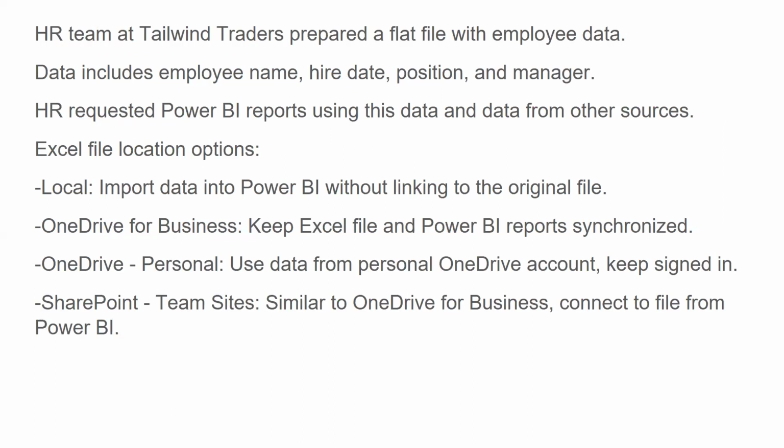So we can come up with something like what I've done there with a test file. You can develop your own Excel worksheet or use the one that is given. So it's time that HR requested Power BI reports using this data and data from other sources. That is Excel file locations, local, that is import data into Power BI without linking the original file. Then OneDrive for Business, that is keep Excel files in Power BI reports synchronized. We also have OneDrive, that's the one that we use even at Coforge, even at MTN. They're using Microsoft Cloud Services.